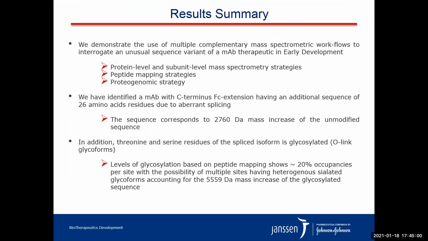In summarizing this study, we have successfully identified and characterized the sequence variant using a variety of mass spectrometry tools and techniques. We have confirmed that the impurity that we observed in the SEC profile to be a sequence extension of a C-terminus Fc that has 26 additional amino acid sequence downstream of the terminal glycine. We also confirmed that the serine and threonine residues are glycosylated with approximately 20% occupancy per site, and the terminal cysteine is at an occupancy of about 95%.